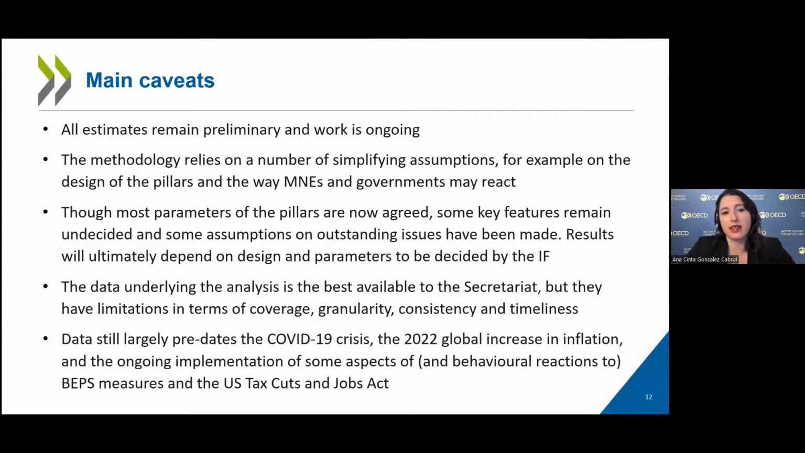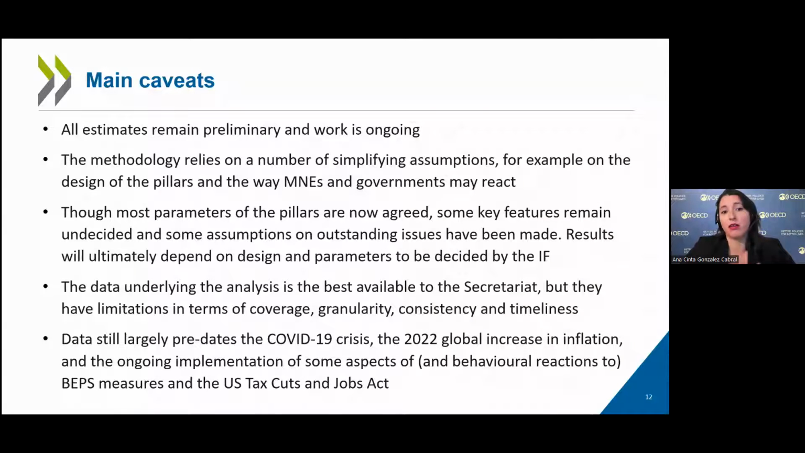The analysis of this kind basically comes with a range of caveats that are important to account for when interpreting these estimates. So first, the methodology needs to rely on a number of simplifying assumptions, and that refers, for instance, to certain design features of the pillars, but also to some of the behavioral reactions of MNEs and governments to the introduction of the two-pillar solution.